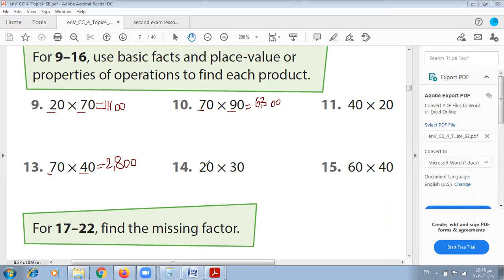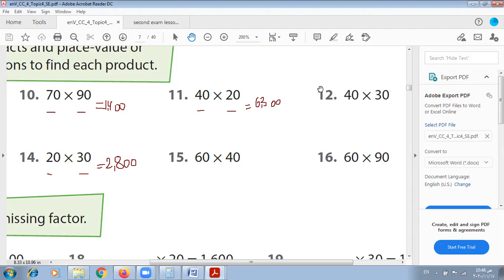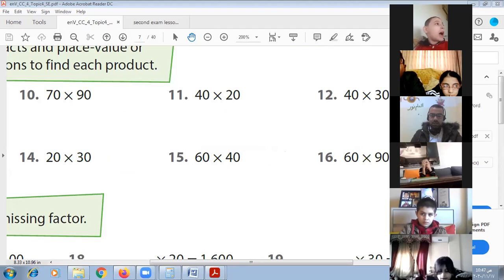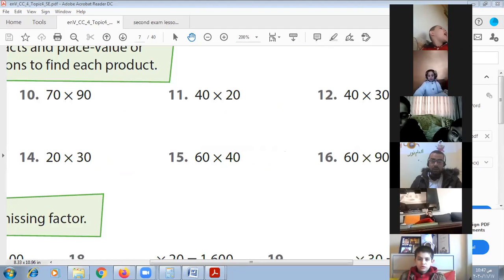Okay, so let's do another one. Let's do this one. What we have here? We have 60 times 40. So at first I need to multiply just the non-zero digits. So multiply 6 times 4. Now 6 times 4, that will be 24. We have two zeros, so here are my two zeros. So the answer is 2,400. That's it. Just multiply the non-zero digits, then add the zeros.